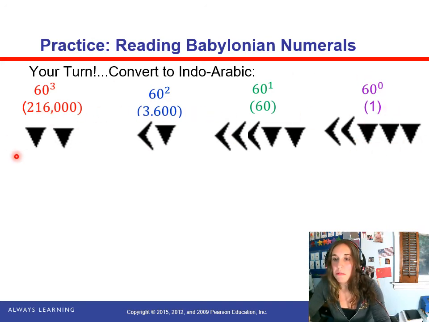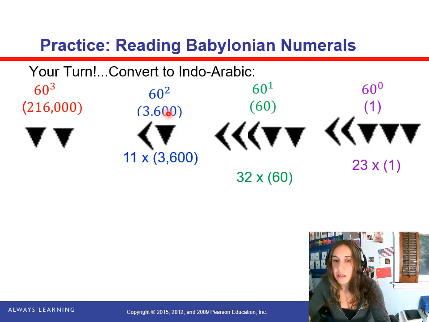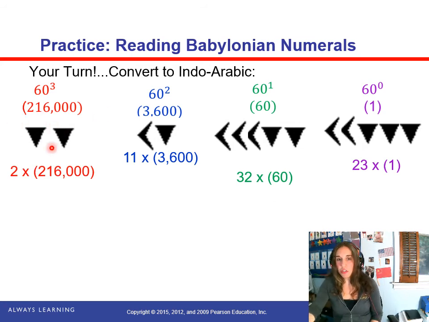Now I'm going to look at my symbols. So here I have 10, 20, 1, 2, 3. So 23, and then of course times a value of 1. In my next place value, I have 10, 20, 30, 2. So 32 times the value of 60. In my next place value, I have 10 and 1 more, which makes 11, so times the value of 3,600. And in my last place value, I have 1, 2, times 216,000.